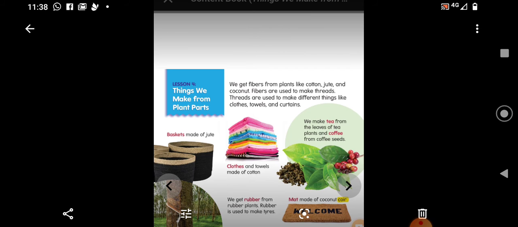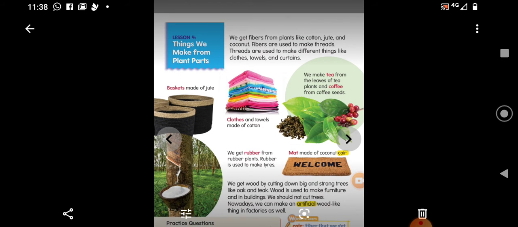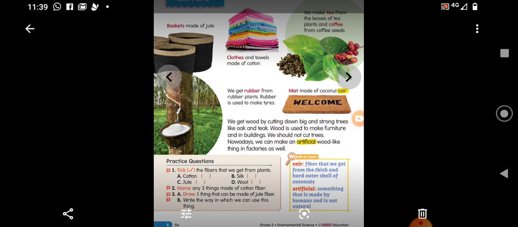And what are the three plants that give us the fiber? Cotton, jute and coconut. See here, children, baskets made of jute, clothes and towels made of cotton. And see there, apart from that, we even make tea from the leaves of tea plants and coffee from the coffee seeds. Mat from the coconut, you see there, children. And rubber, we get the rubber from the rubber plants to make the tires. We get wood by cutting down the big and strong trees like oak and teak. Wood is used to make furniture and in buildings.